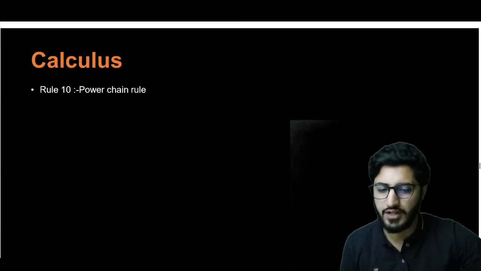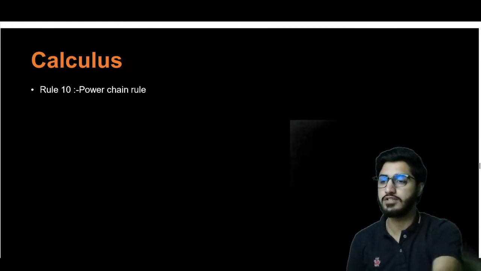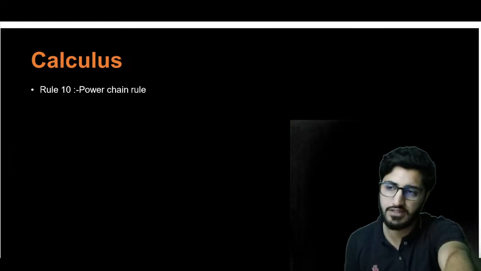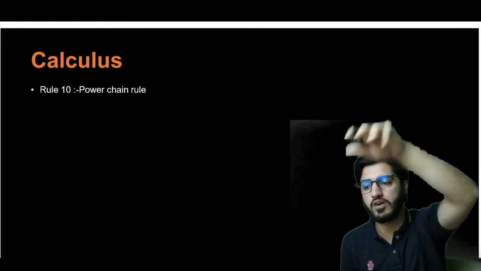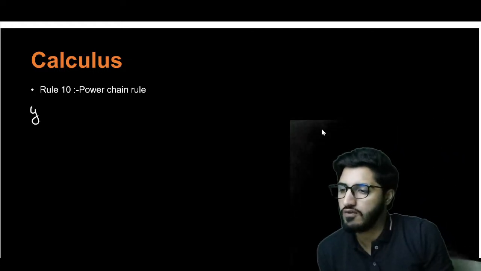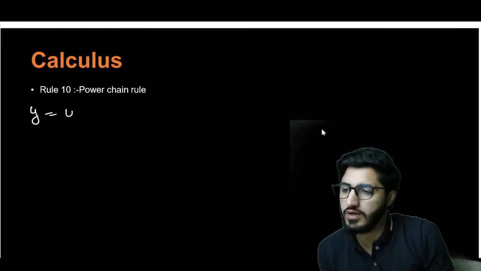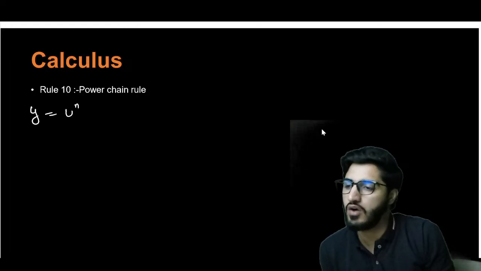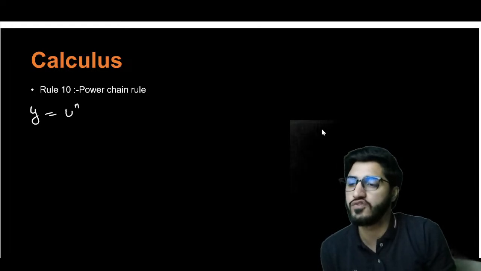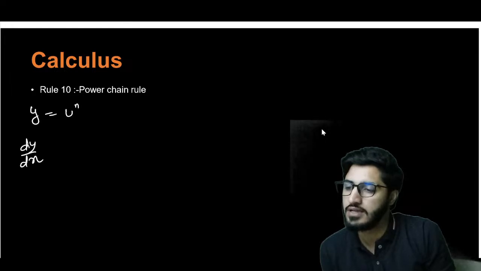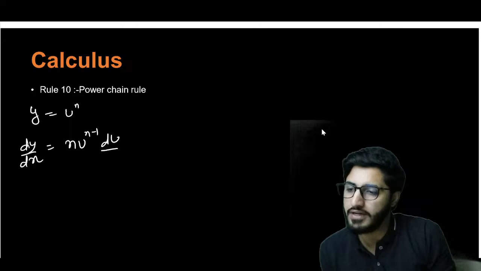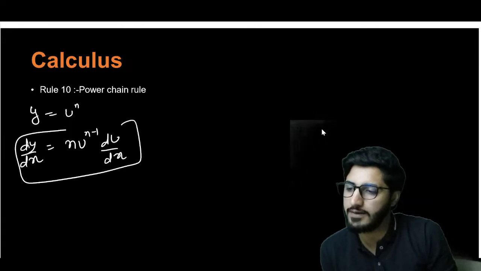Now we are having the power chain rule. That means we are having something which is not a function of x, and we also have a power on it. Let's suppose y equals u to the power n, and u is not a function of x. How can we do it now? We have to nullify the power first. So dy by dx: I take the power outside, that is n u to the power n minus 1, then I take du by dx only.